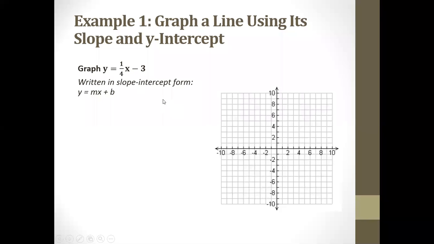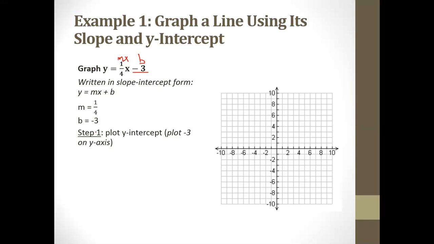First of all, this equation is written in slope-intercept form where we have y equals mx plus b. So thinking of our slope-intercept form, we know that the m is in front of x. This is our mx. So our slope is going to be 1/4. Our y-intercept is going to be -3. That's behind x. We'll use those two pieces of information to graph the line.